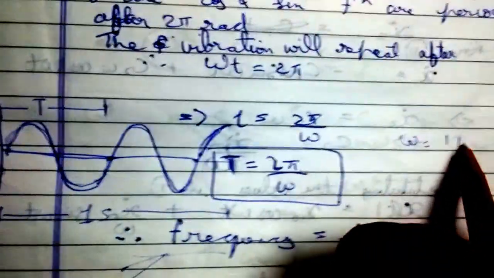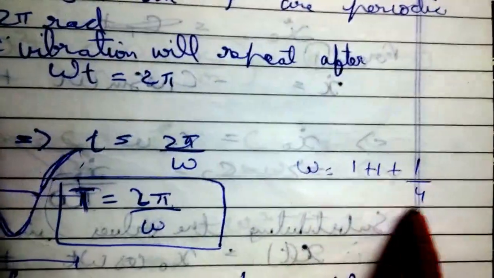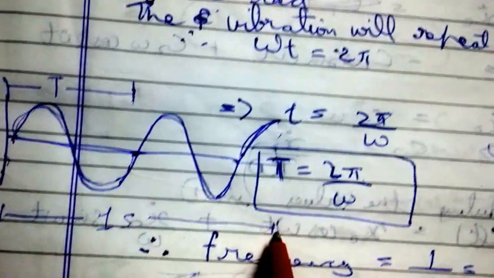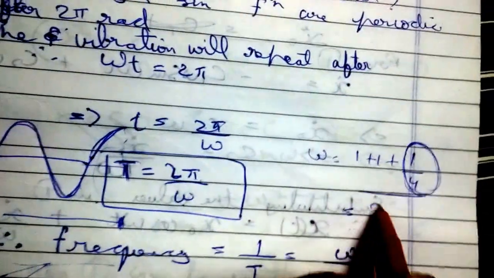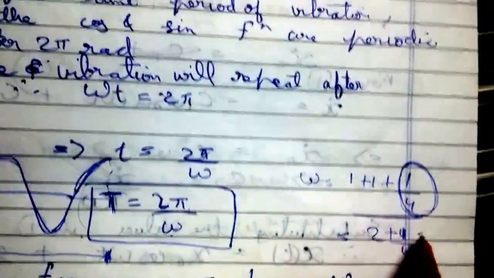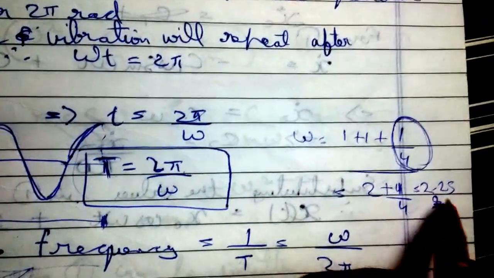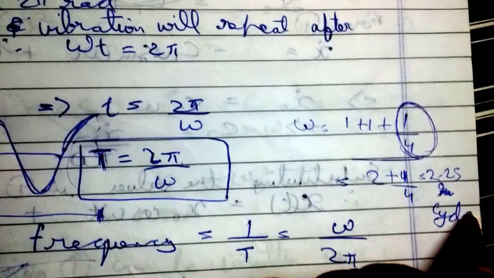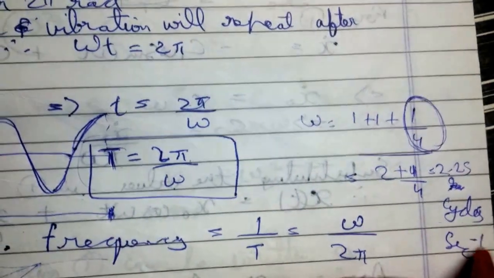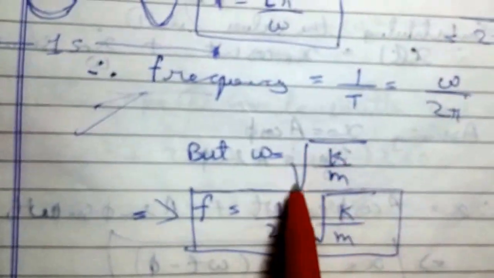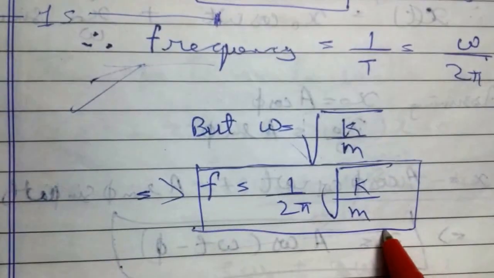So we can say that the frequency of vibration would equal 1 plus 1 plus 1 by 4, because the third vibration took place only up to 1/4 within 1 second. So it would equal 2 plus 1 by 4, that is 2.25 cycles per second. So this is the frequency of vibration, and because we know that omega equals under root k by m, we can write it in terms of k and m.